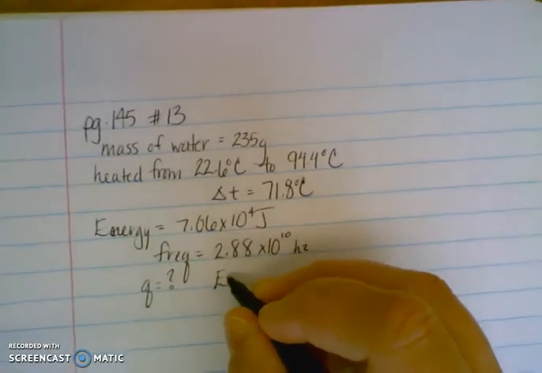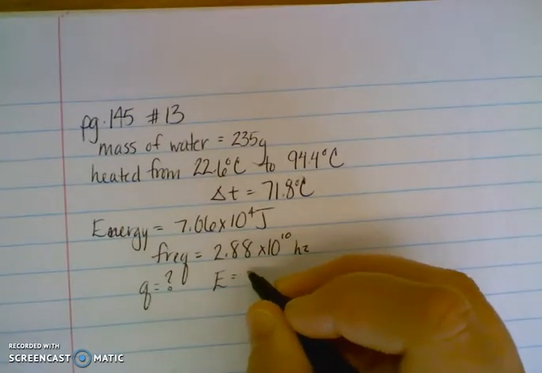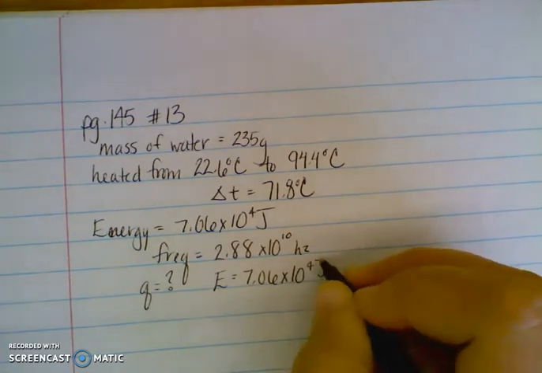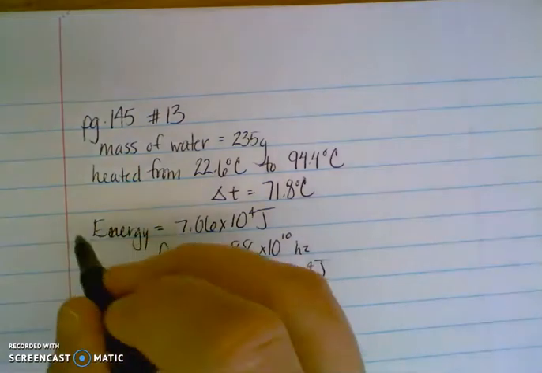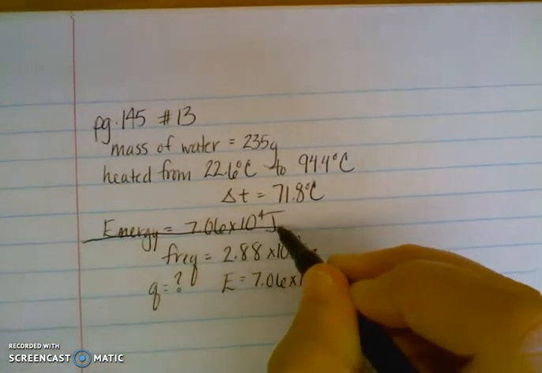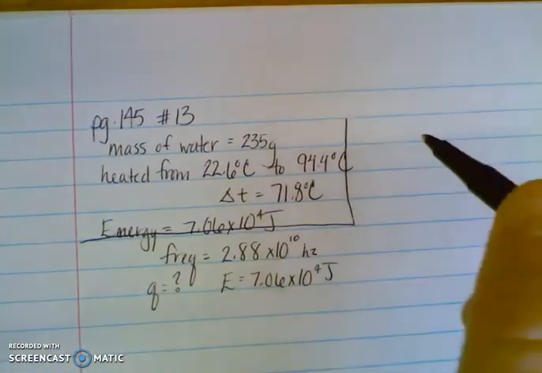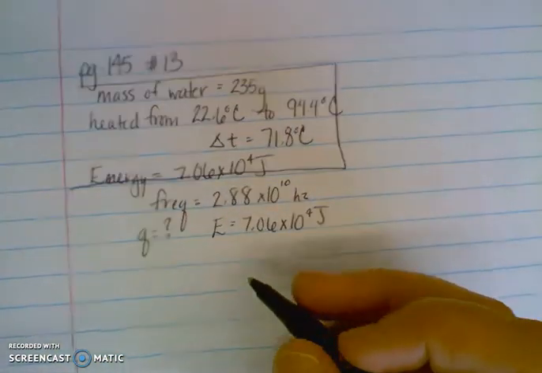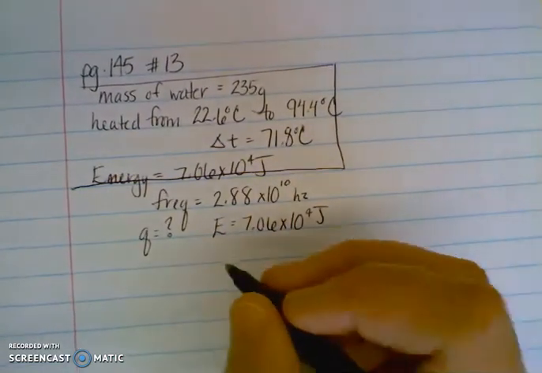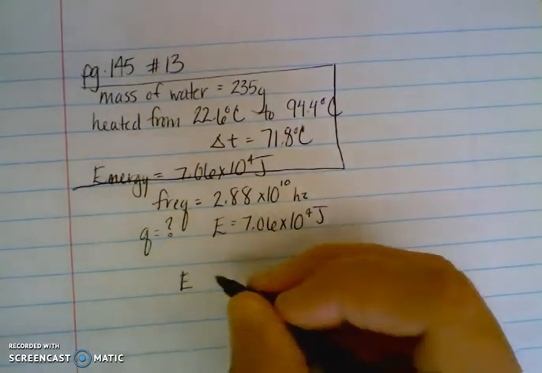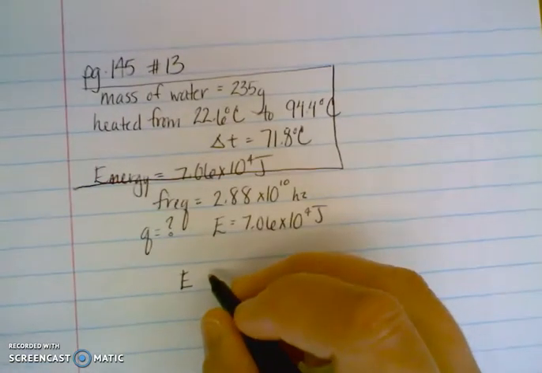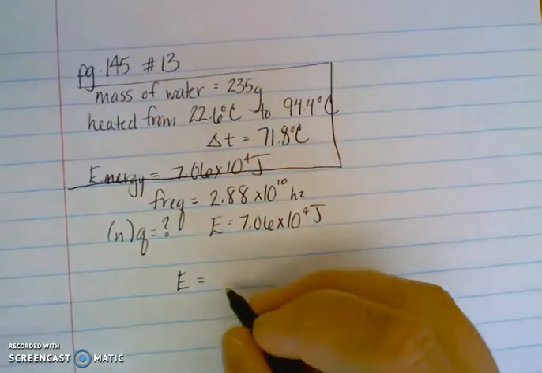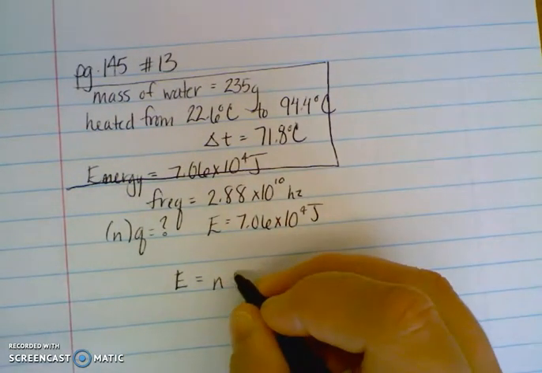So for the energy, I'm going to just write that down again, is 7.06 times 10 to the 4 joules. So my question is, how many quanta? So I'm just going to kind of draw a line showing some of the different information that I'm given. Really, in this problem, you don't need all the information that they give you. So the equation you're going to use is E equals, and I'm going to put an N next to quanta because actually that's what the equation shows.